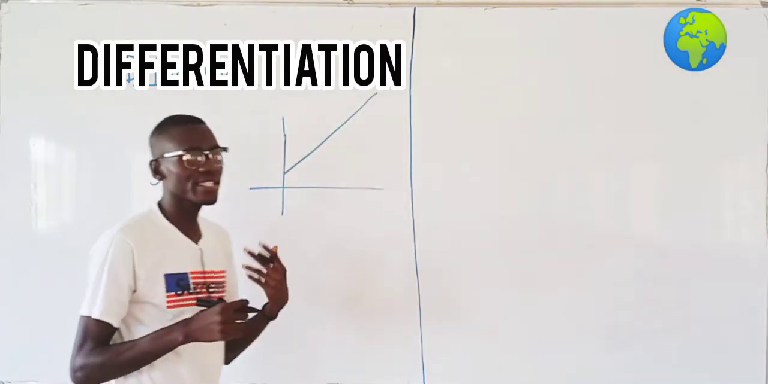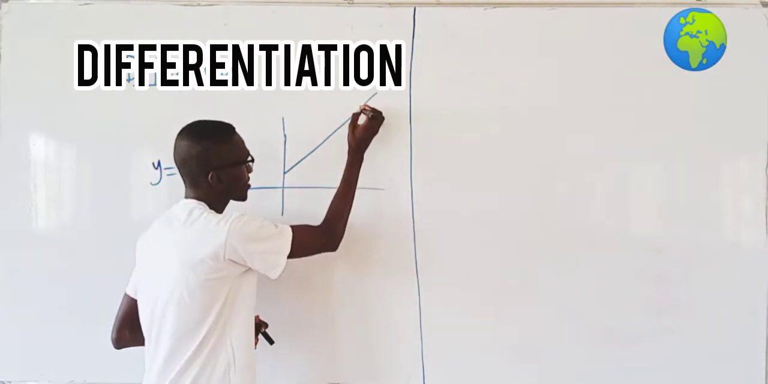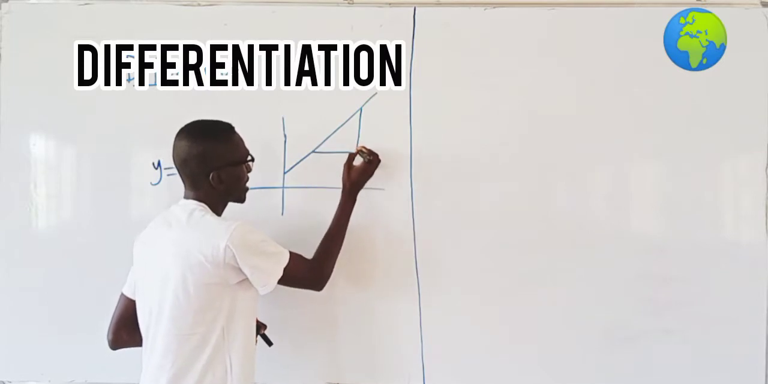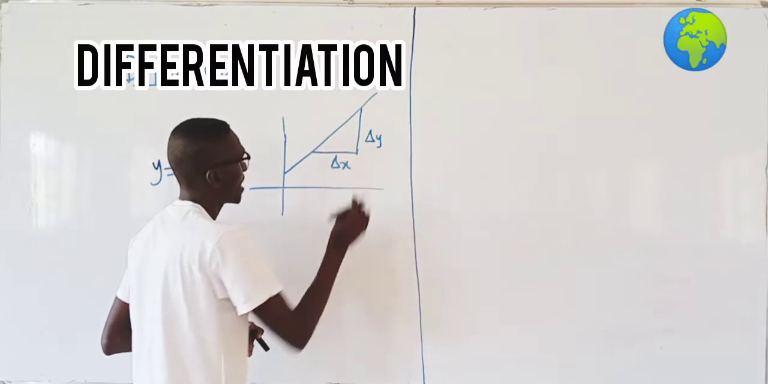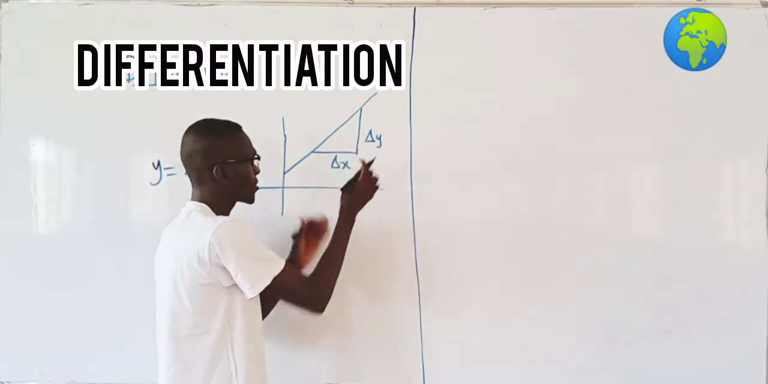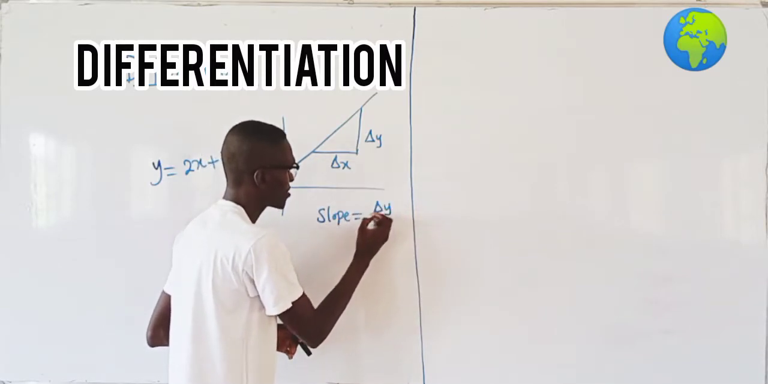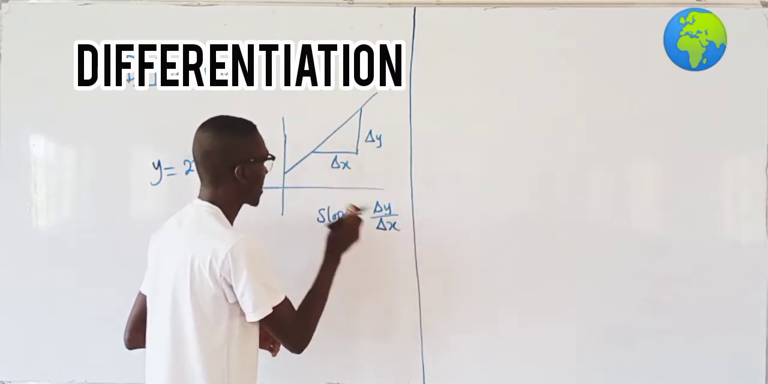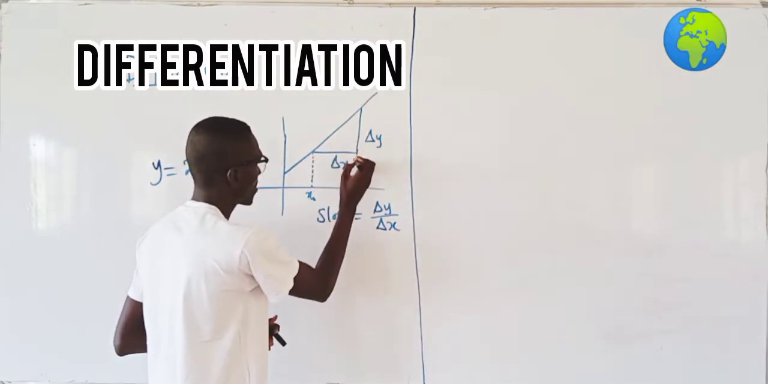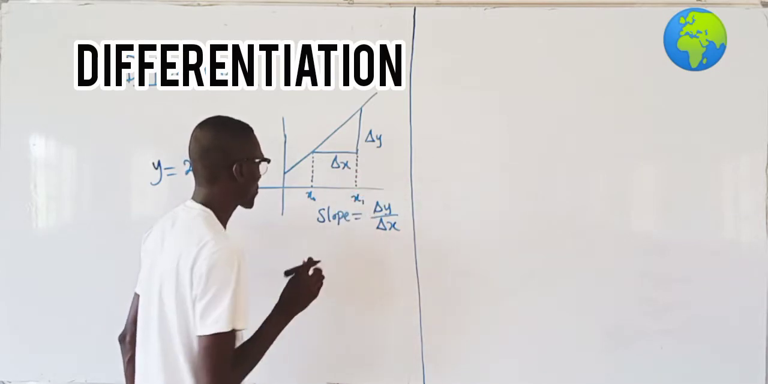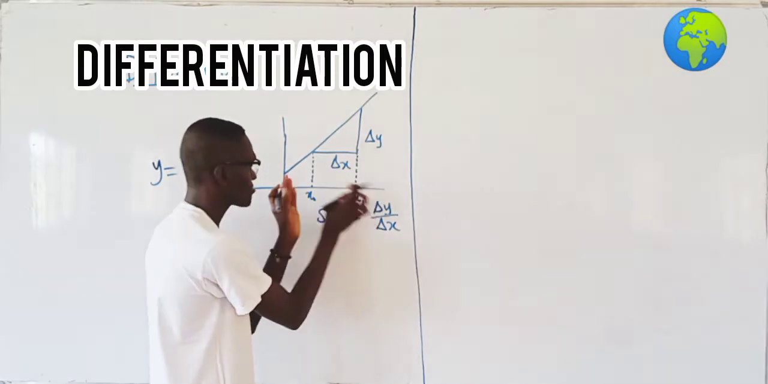If you are told to calculate the slope of such a function, it's a very easy task because you just pick a certain point here and here. You all know that this is a change in y and this is a change in x. Slope is just change in y over change in x. Let's call one point x naught and another point x1. So the change in x is x1 minus x naught.